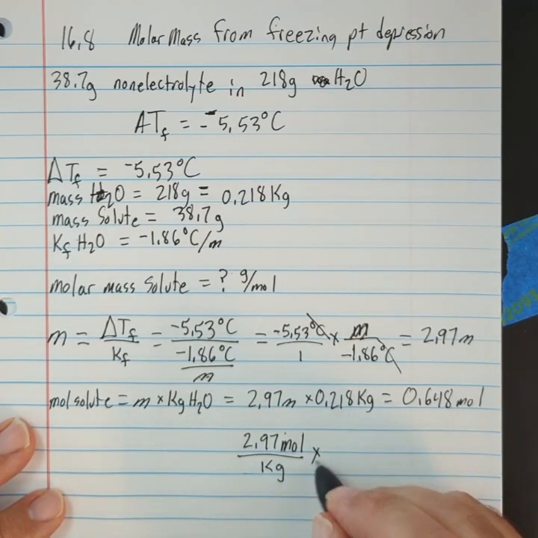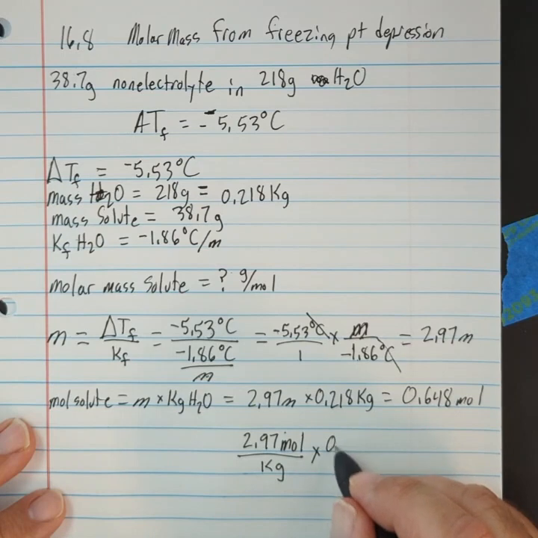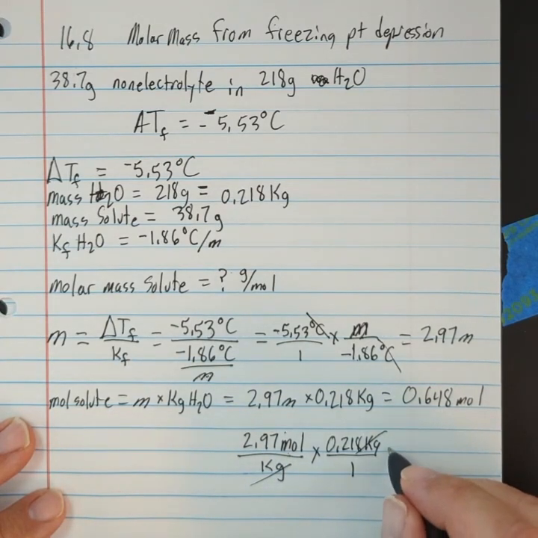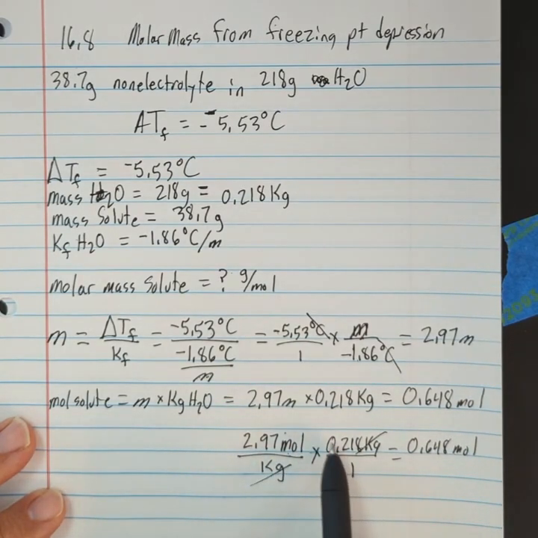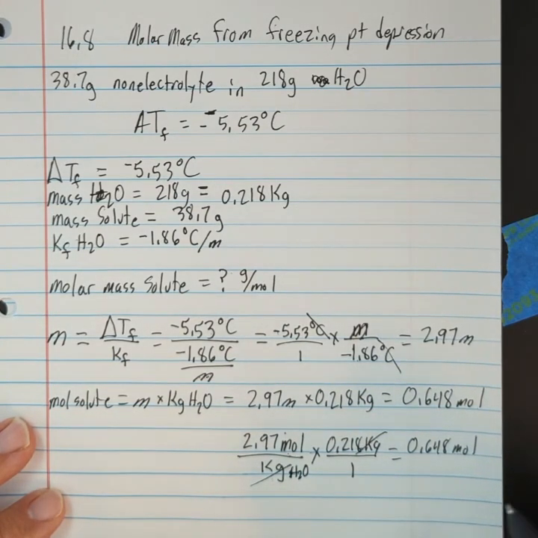Okay, and so then when we multiply it, 0.218 kilogram over 1. Kilograms cancel out, and we're left with moles. Okay? And then we'd get the 0.648 mole. All right? So this is just me showing you how we got to moles. Molality is moles over kilograms of, in this case, H2O. So those cancel out and you're left with moles.